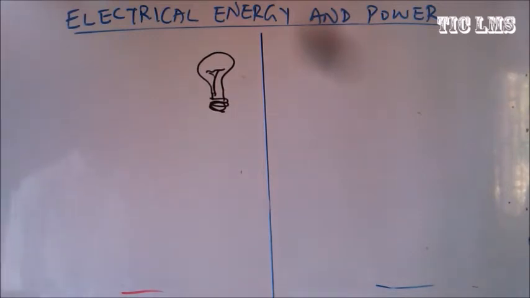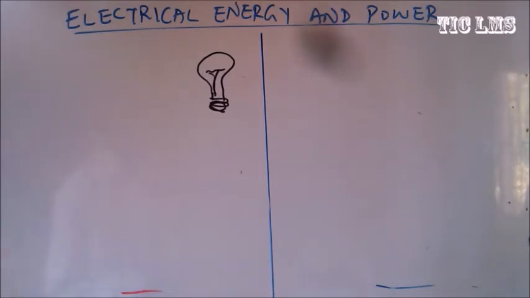So the first thing we have to do is to find out what that statement means. Now, the statement means that a potential difference of 240 volts is applied across the filament of the lamp and it supplies energy at the rate of 60 watts. That is what the statement means.